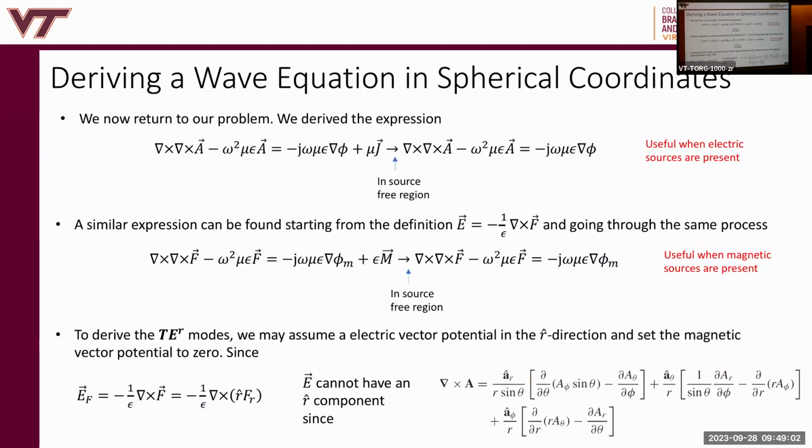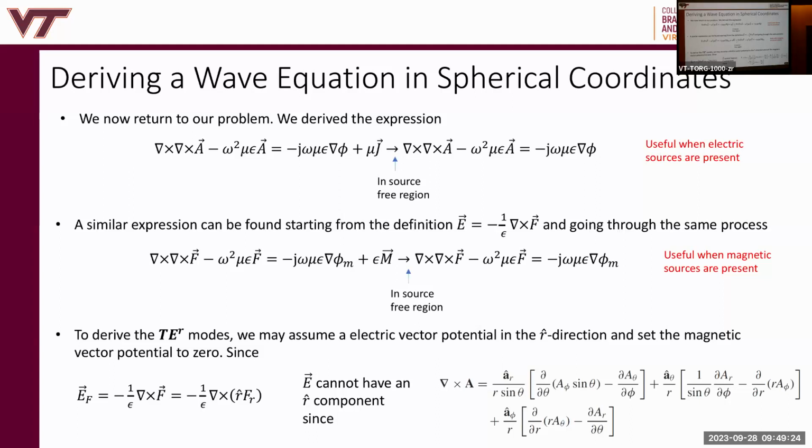In source-free media, this term goes to 0 then, right? In source-free media. All right. Now, we have the curl of curl of A minus omega squared mu epsilon A equal to minus j omega mu epsilon gradient of phi.